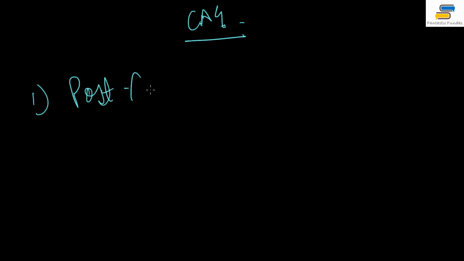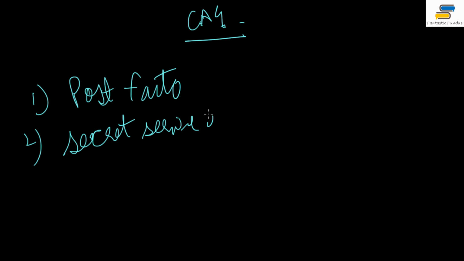Now there are certain limitations on the power of the CAG which will make you think about what is happening. For example, the CAG in India is just a post facto thing. CAG cannot use its power before the fraud happens; it acts only after something has happened. Then the secret services expenditure, all those intelligence-related, and some police also have secret expenditure. That is also not audited by the CAG.